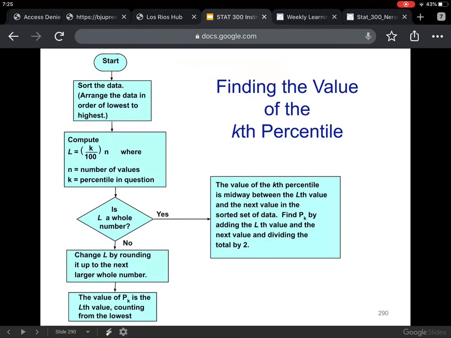Let's go back. So if L is a whole number, then what we're going to do is take that location and the next number next to it, and take the average of those. If the number is not a whole number, then just change L by rounding it up to the next largest whole number. So if it ends up being a decimal, just round up to make sure that you include that amount of percent below it, right? The value of P sub k is the Lth value counting from the lowest.